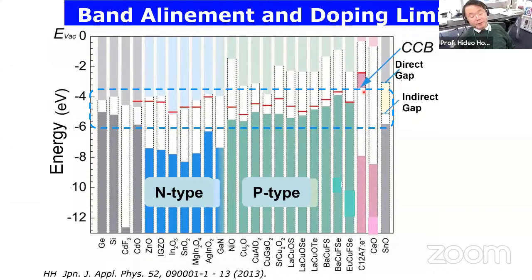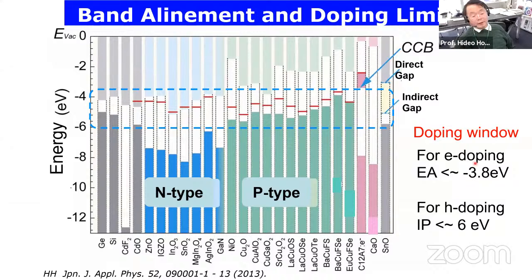So the doping window for electron doping is electron affinity smaller than 3.8 eV, while for hole doping the ionization potential should be smaller than 6 eV. This is the doping window. It is common for various types of semiconductors, including nitrides and phosphides.